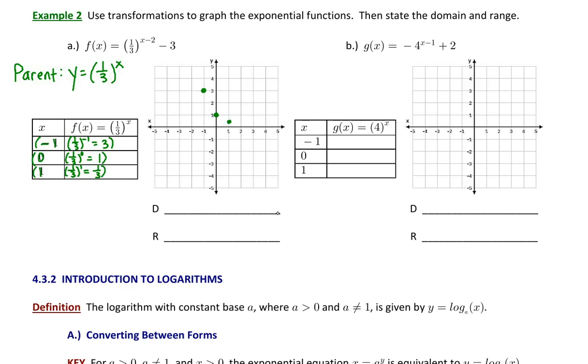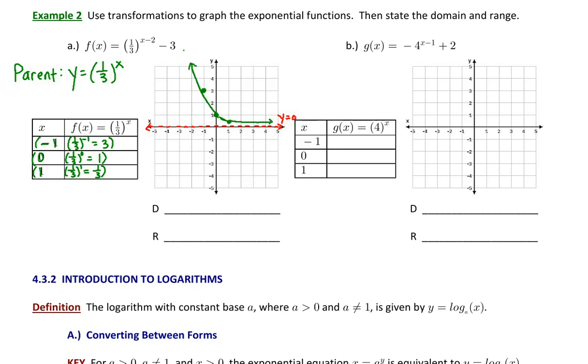And before I connect the dots, I want to construct my lower boundary line here on the x-axis. That's the horizontal asymptote y equals 0. And this is our decreasing exponential function. That is our parent function.